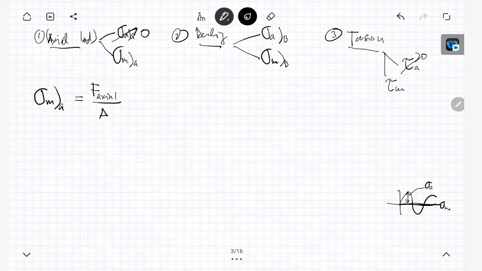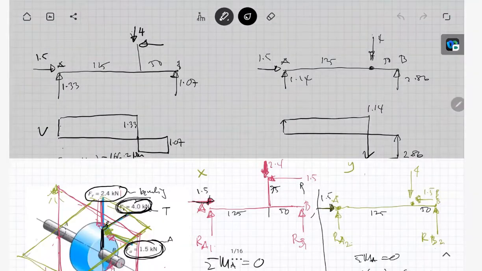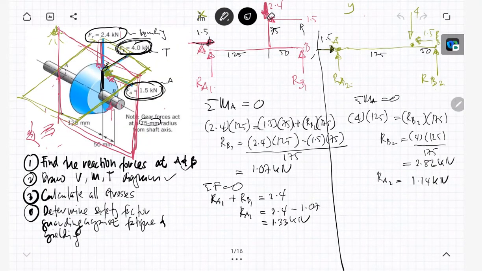Okay, it has no mention of the diameter of the shaft. The diameter of the shaft, because we are looking at the shaft, is 33 millimeter.